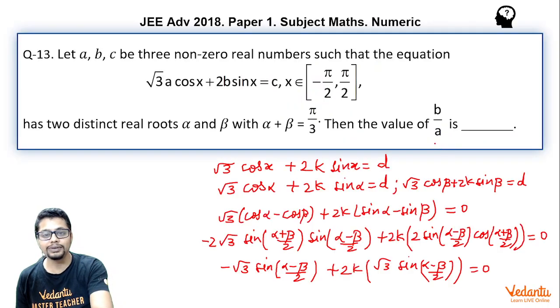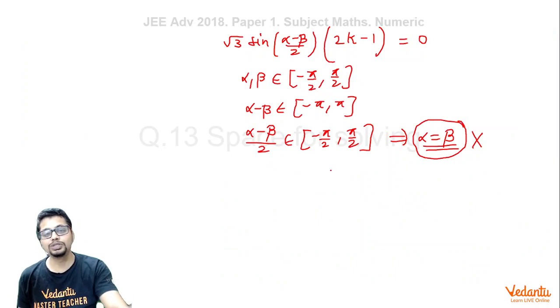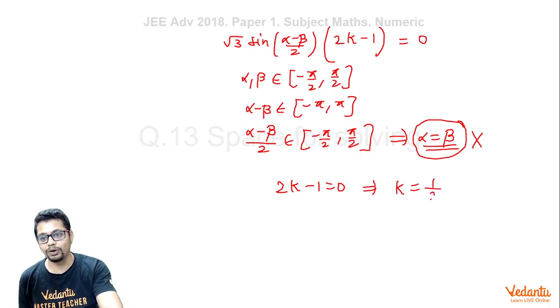Why? Because it is given that the roots are distinct. These two roots alpha and beta are distinct. So that means this expression can't be 0, and root 3 can't be 0. So the only possibility is 2k minus 1 becomes 0. That means k, the value that we want, we get as half.